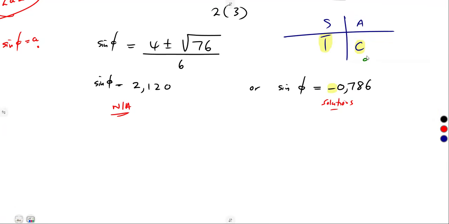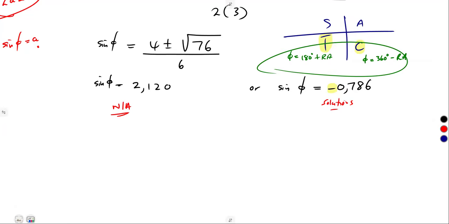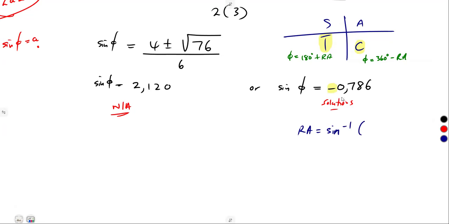The solution for the angle phi in the fourth quadrant is 360 degrees minus the reference angle. In the third quadrant, we know that these angles are taken from 180 degrees plus the reference angle. Those will be the exact solutions. So let's find the reference angle. That's arc sine of 0.786. You take the magnitude of this, you ignore the negative and take the magnitude.